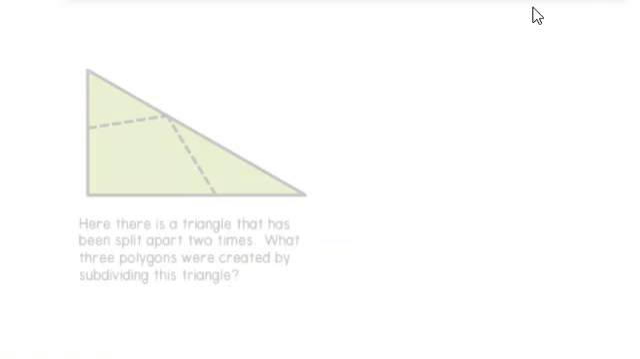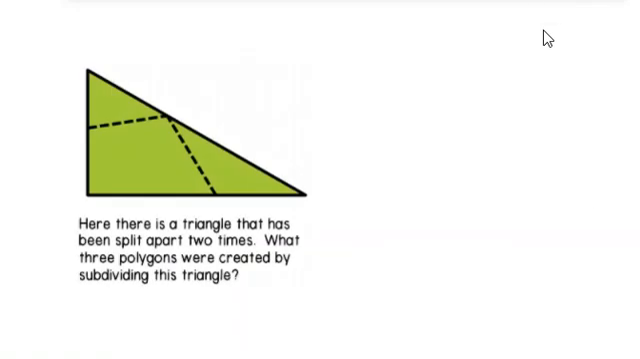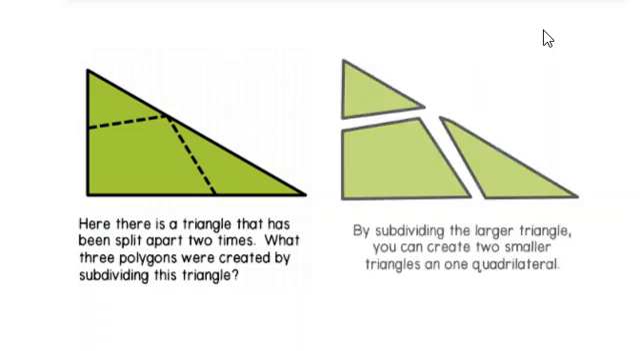Let's try another one. Here there is a triangle that has been split apart 2 times. What 3 polygons were created by subdividing this triangle? By subdividing the larger triangle, you can create 2 smaller triangles, here, and 1 quadrilateral.